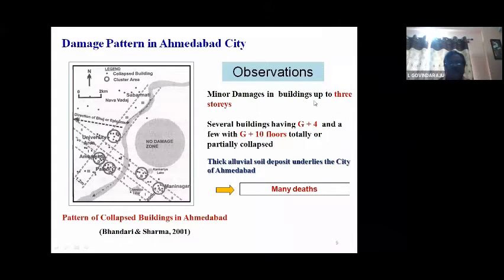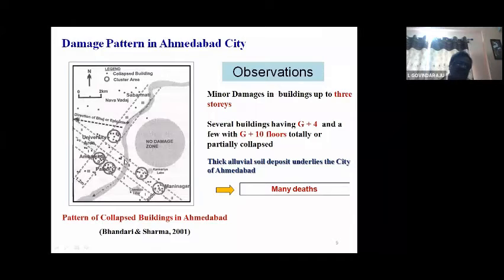So minor damages in buildings up to 3 stories were observed in this cluster area, and several buildings with 4 floors and then 10 floors totally or partially collapsed. See here, thick alluvial soil deposit underlies the city of Ahmedabad. Even if you go beyond 10 meter, 15 meter, you will find unconsolidated sandy soil on the banks of river Sabarmati here.